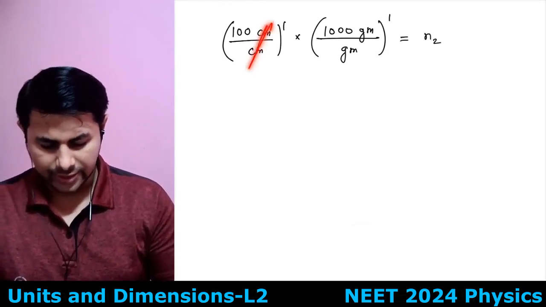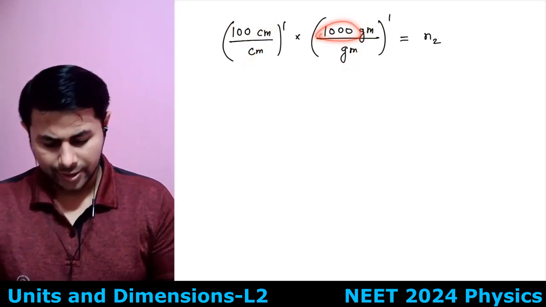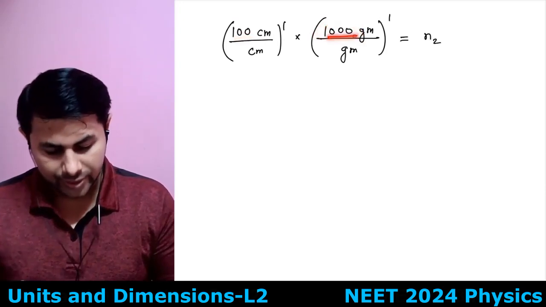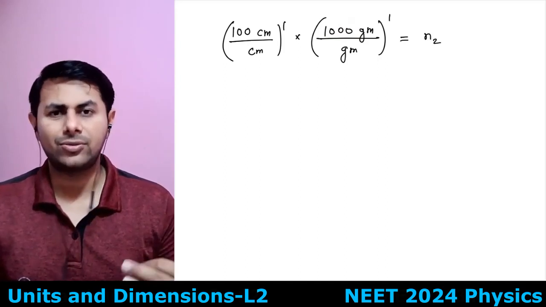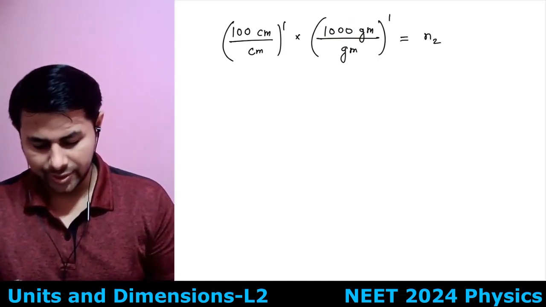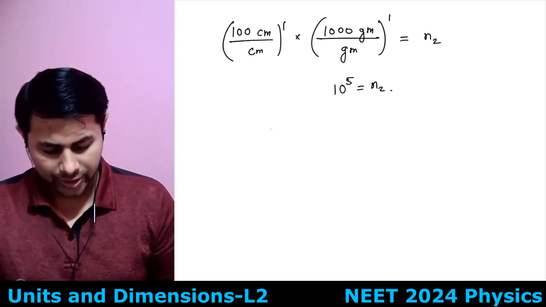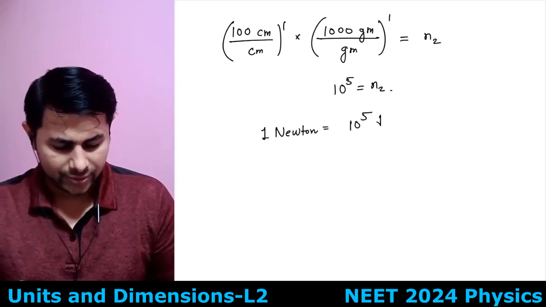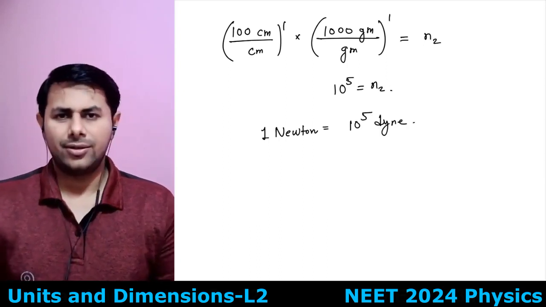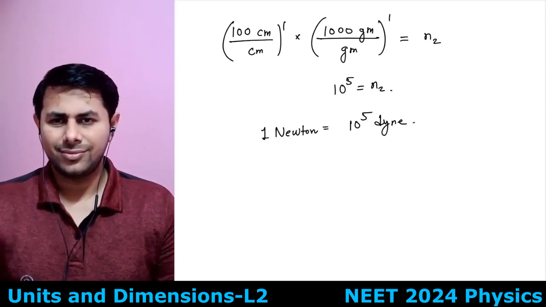Now we can cancel out centimeter with centimeter, gram with gram, so we are left with 100 multiplied by 1000. So 100 is 10 raised to 2, 1000 is 10 raised to 3, so this is 10 raised to 2 multiplied by 10 raised to 3, that is 10 raised to 2 plus 3, 10 raised to 5. Therefore we got the conversion factor. So 1 Newton equals 10 raised to 5 dyne. Okay, got this? Yes, sir.